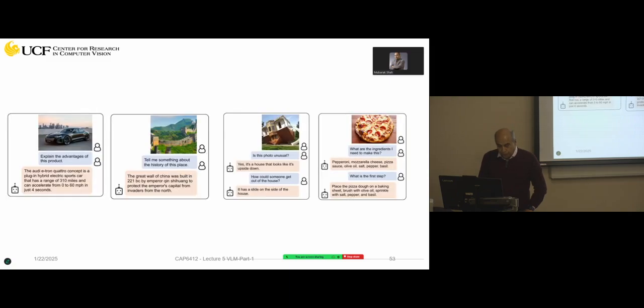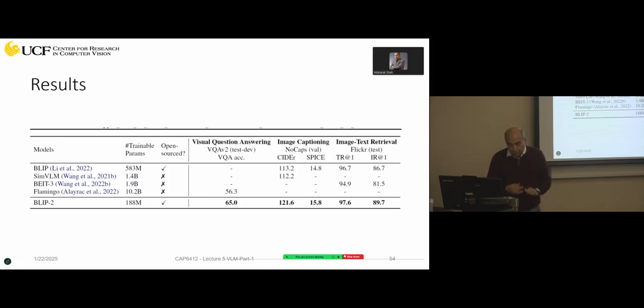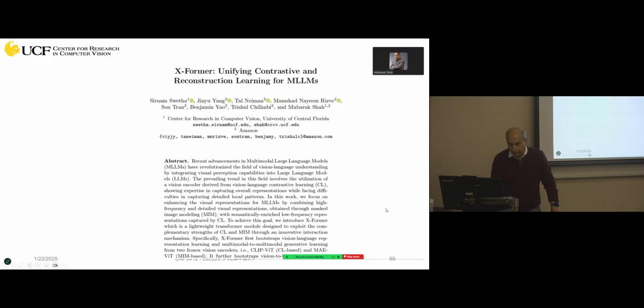Okay, so these are the kind of outputs you can get. Explain the advantage of this product, and you go through this. Tell me something about the history of this place. You can do conversations with BLIP-2. And they show that they can do better than, like, Flamingo, which we talked about, right? So this is 56%, 65 on VQA, and similarly here's 97, 89, and so on.